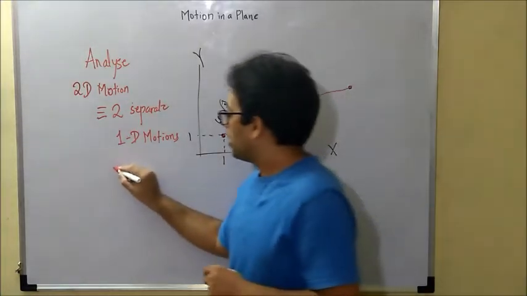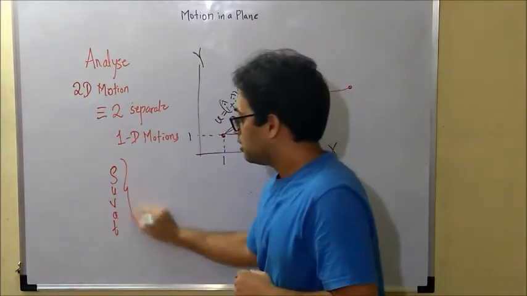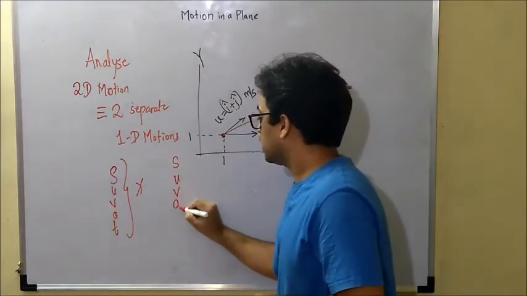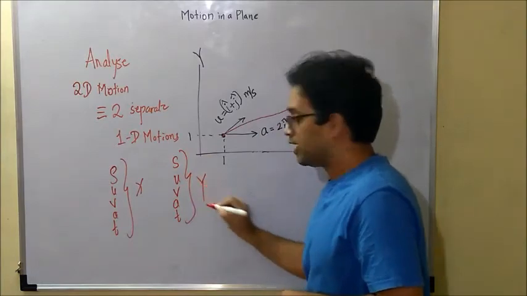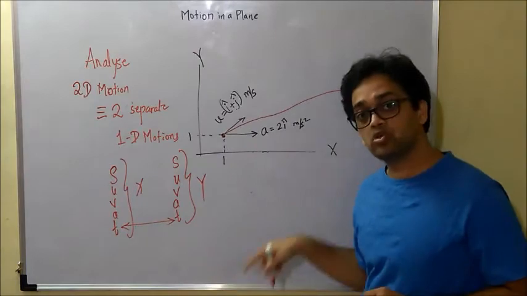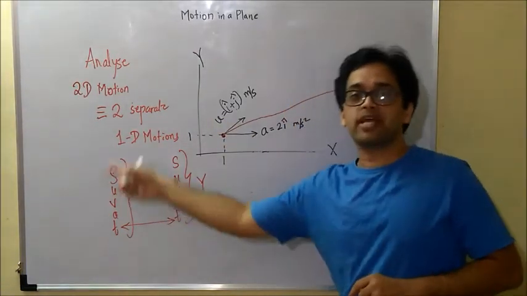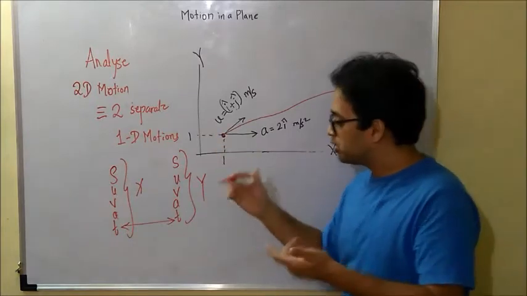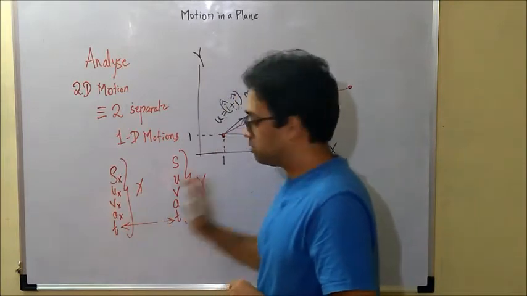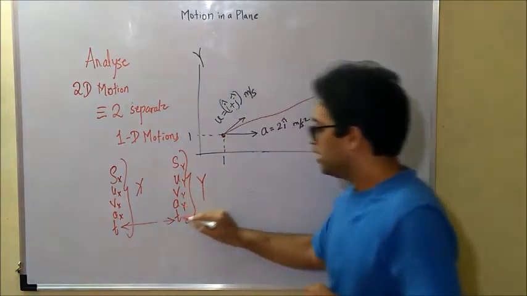So write SUVAT in x direction. Write SUVAT in y direction. Only time should be common between the 2, and that forms a linkage or the bridge between x and y motion. If you do this way, basically this will be Sx, Ux, Vx, Ax, and T will remain as is. It will be Sy, Uy, Vy, Ay, and T will remain as is.